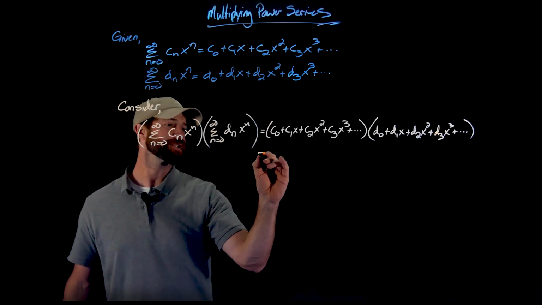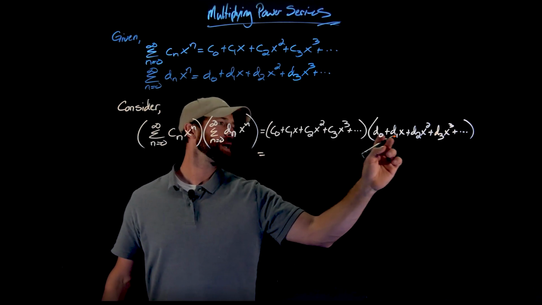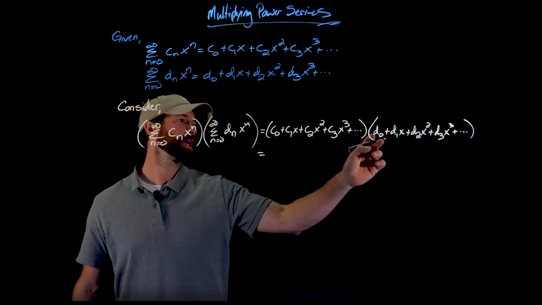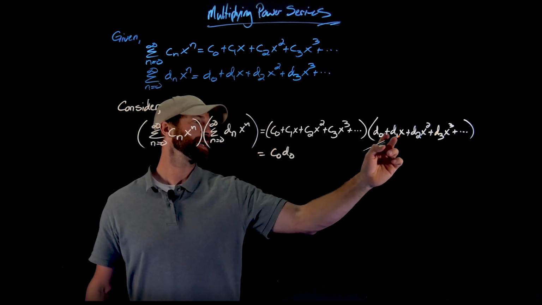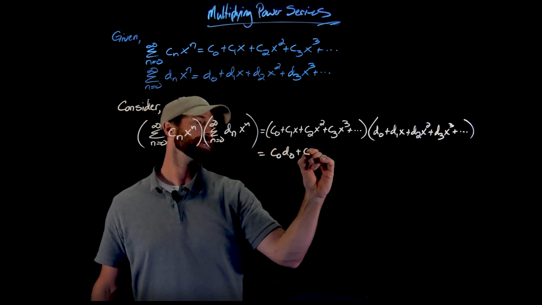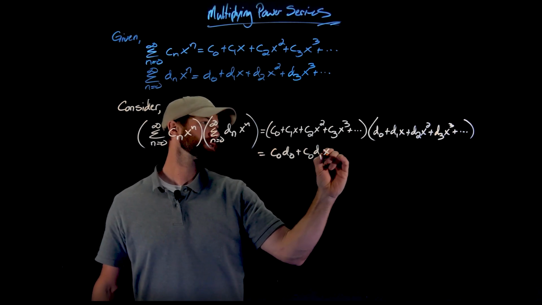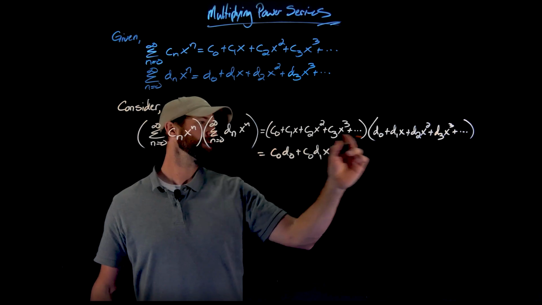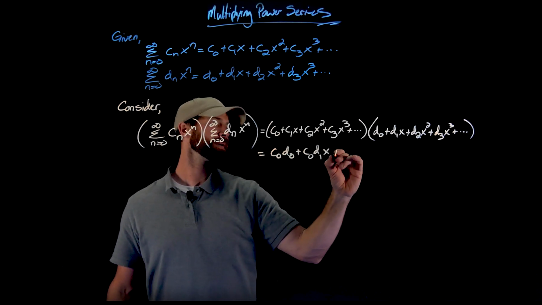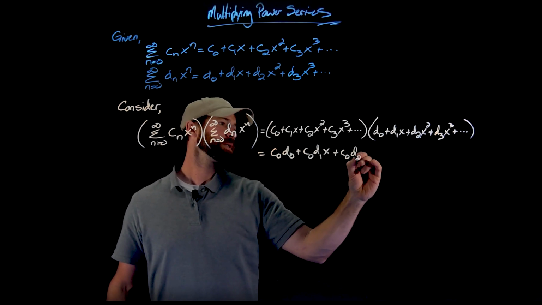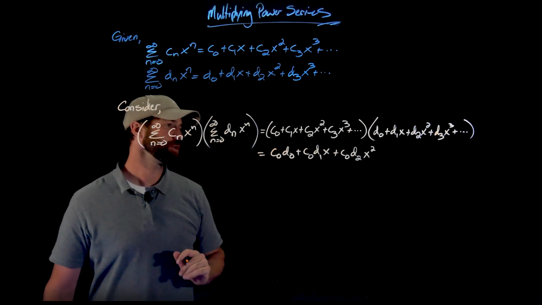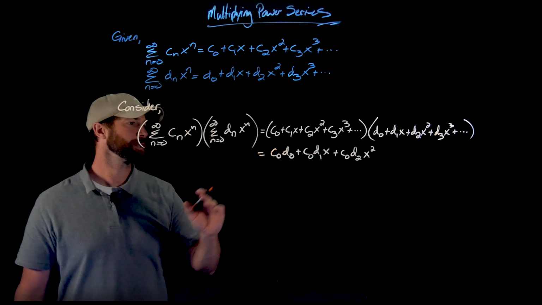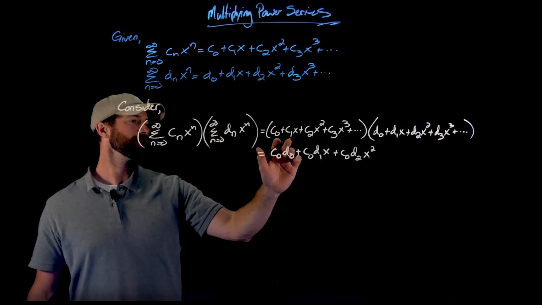So first of all, I'm going to multiply c0 by these terms here. So c0 times d0 is c0 d0. c0 times this term right here would just give me c0 d1 x to the 1. And then c0 times this term right here gives me c0 d2 x squared. And I'm not going to do that cube term. Again, I digress. I'm going to move on now to this c1 x.